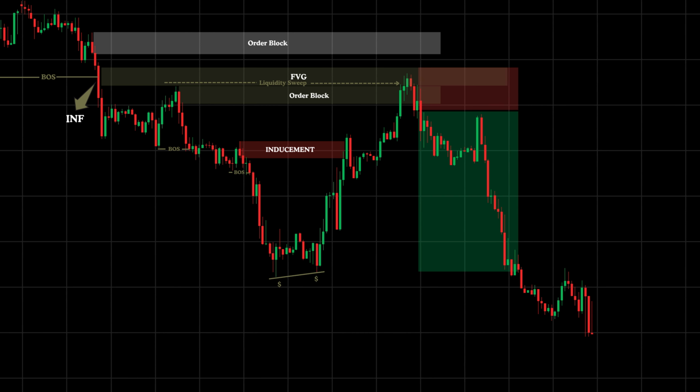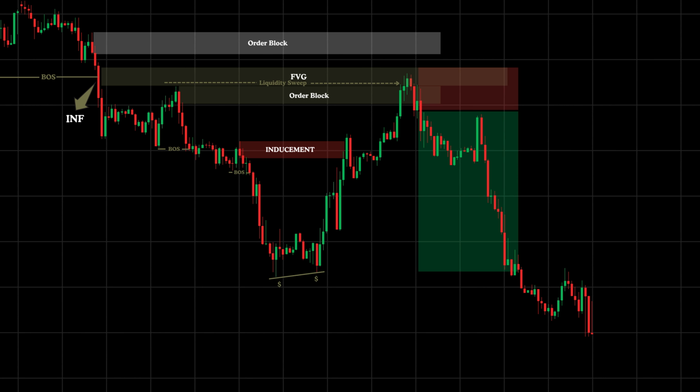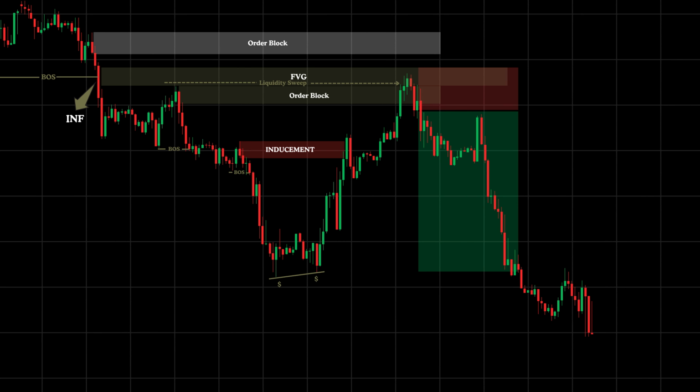Now, let's play out the trade. As you can see, the price continued to drop with strong bearish momentum, eventually reaching the take profit level cleanly.